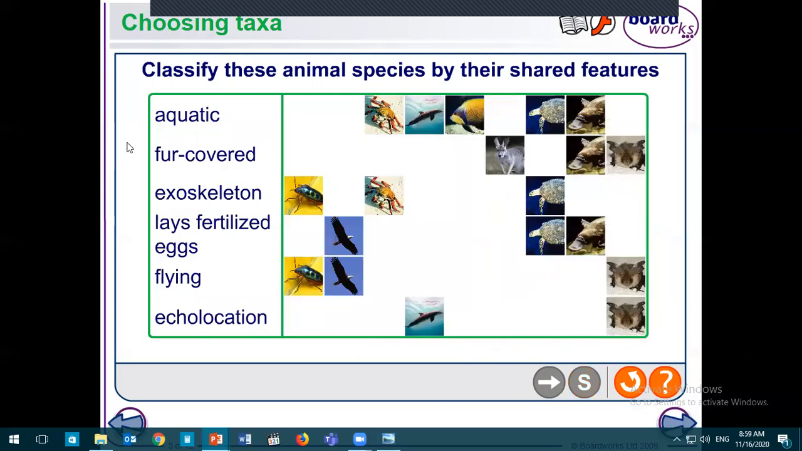Okay, so we have aquatic, different animals that live in the water. We have fur-covered, exoskeleton, lay eggs, flying, and using echolocation. So what happened in here, guys, is that you classified them. You put the animals that share features together in groups. So you did a type of classification now. Again, why do we classify animals? Why do we put them in groups?